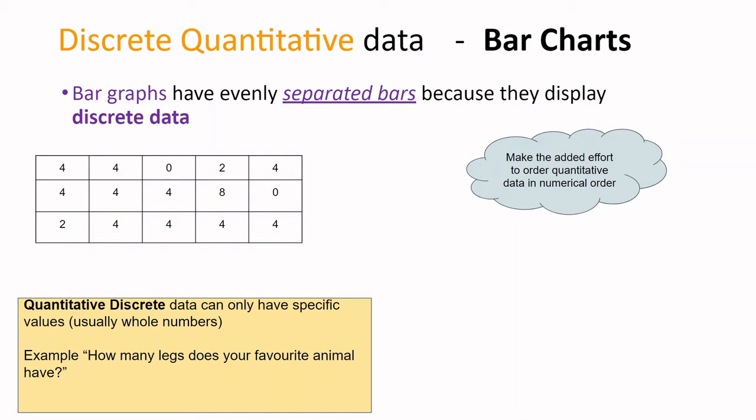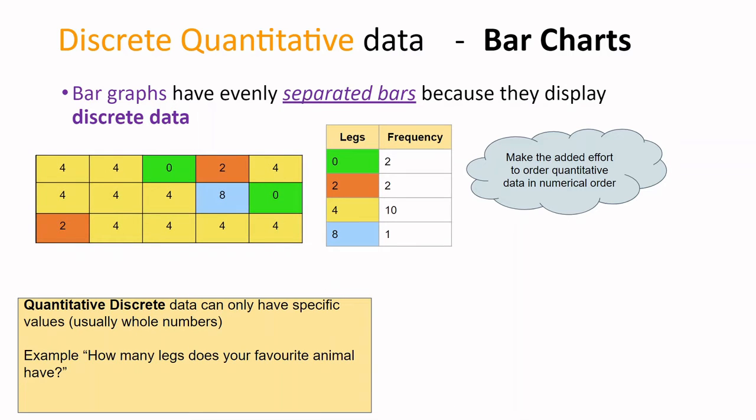When making a frequency table for numerical data, make sure that you put it in the correct order. I'm not just going to randomly have 4, then 0, then 2, then 8. Let's start with the smallest value and work our way up to the biggest value. So how many animals had 0 legs? I see there's 2. How many animals had 2 legs? I see there's 2. How many animals had 4 legs? I counted them all up and I see that there is 10. And how many animals had 8 legs? I see that there is 1.